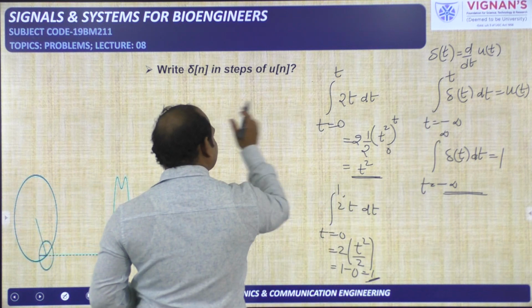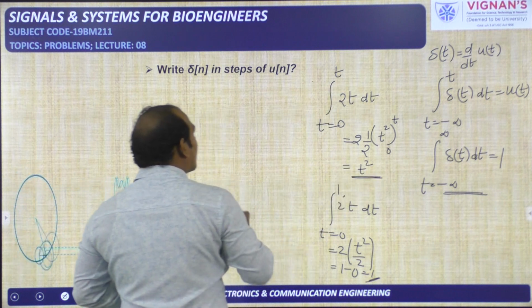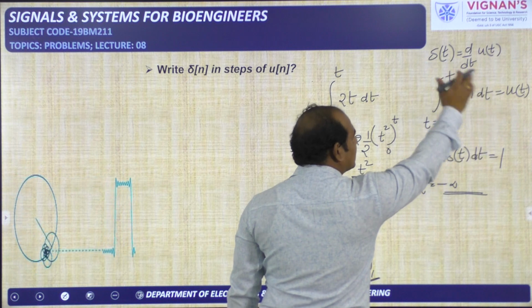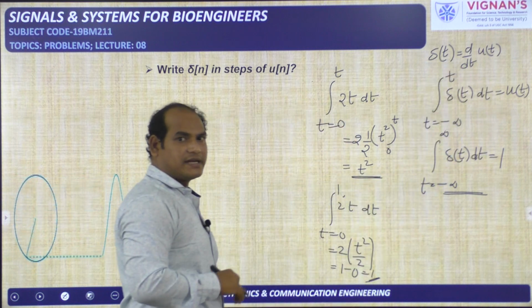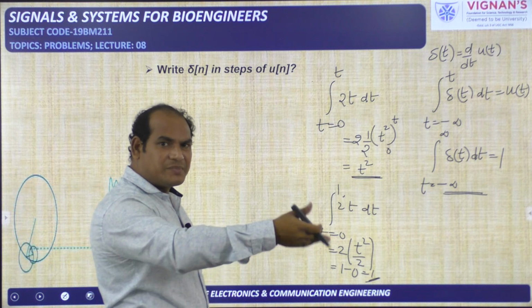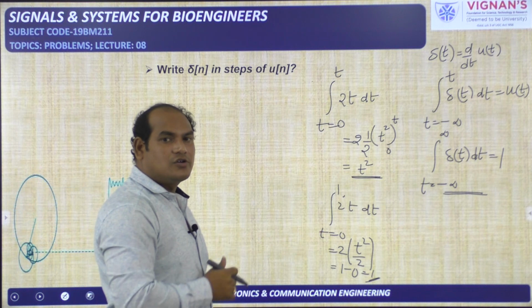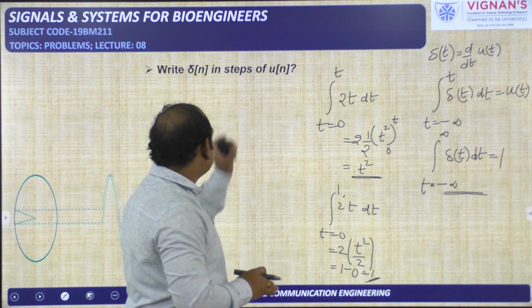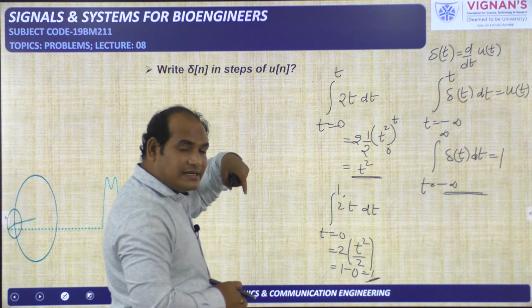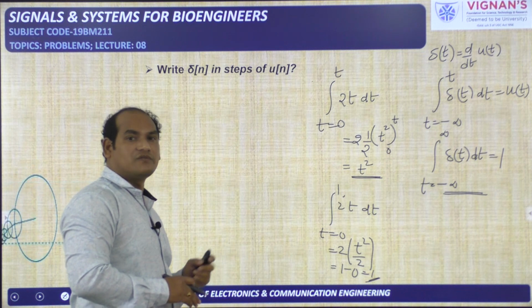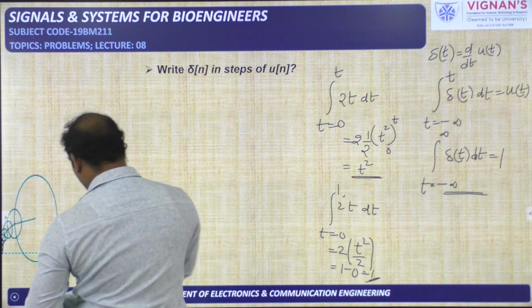Now, this is about the continuous domain. How we are representing del of t in terms of u of t, that is about d by dt u of t, which I have already explained. By taking the derivative for the left side part of u of t, the right side part of u of t, and exactly at t is equal to 0, all those things we have seen, that is over. Now we need, in the discrete domain, how we are going to represent del of n in terms of u of n. That is important here. So we will see now.